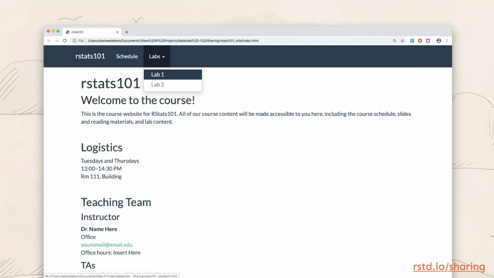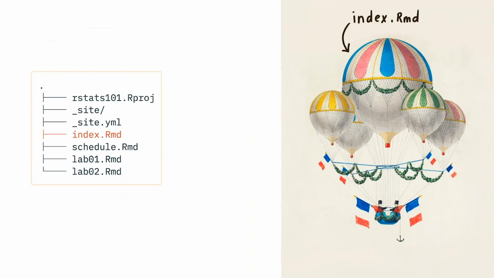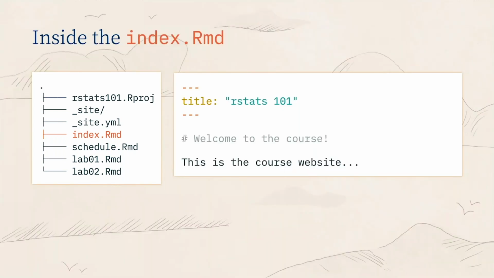So let's look under the hood at some of these files. And we'll start with index.rmd. Index is a special file name in any website because it always becomes the home page. So if each of our Markdown files in our site was a hot air balloon here, index would be the first one you see. And if we take a peek inside index.rmd, we actually don't see anything very special. In fact, you can take any existing R Markdown document that you already have, rename it index, and turn it into your site's homepage.